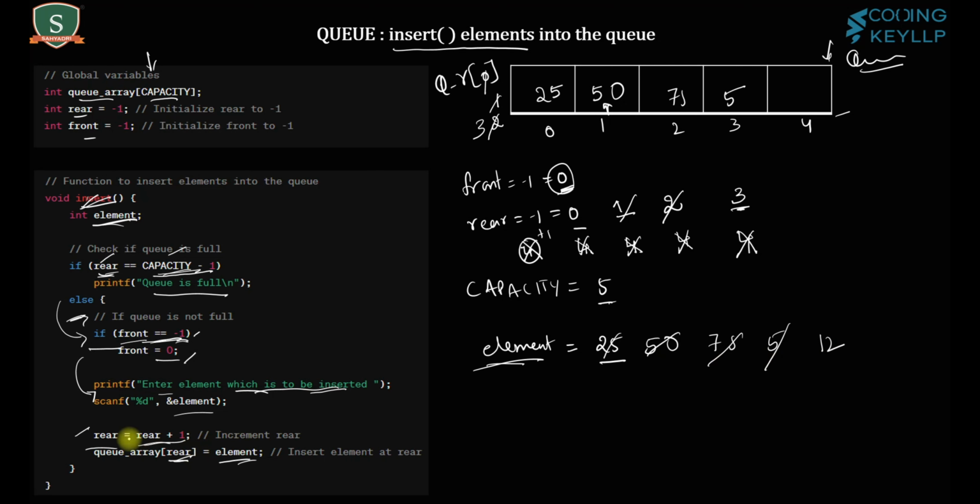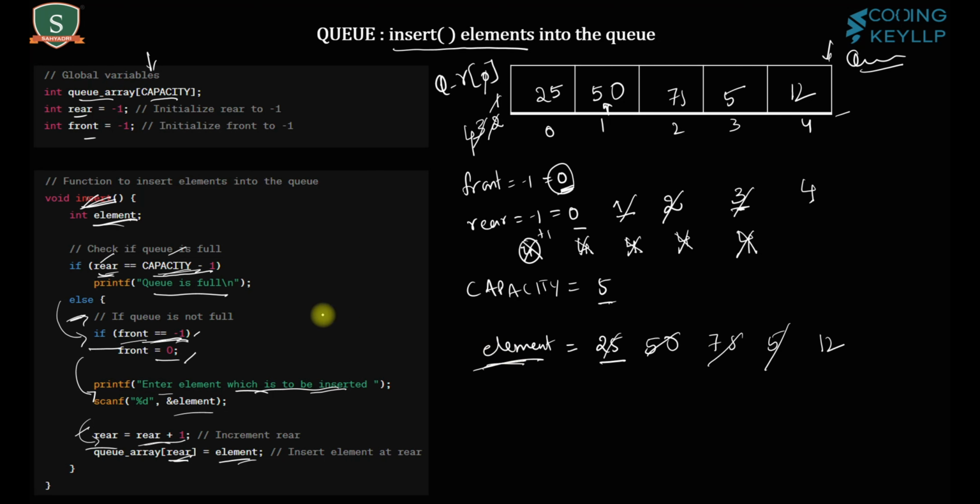The moment I enter the 12, it goes to the next statement, that is rear is equal to rear plus 1, that is 3 plus 1 is 4. Now q array of 4 is equal to 12. 12 will be updated. Now consider again the insert function is called.